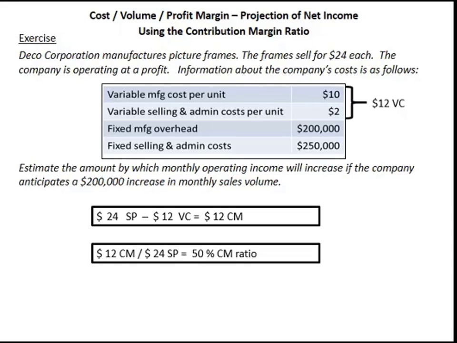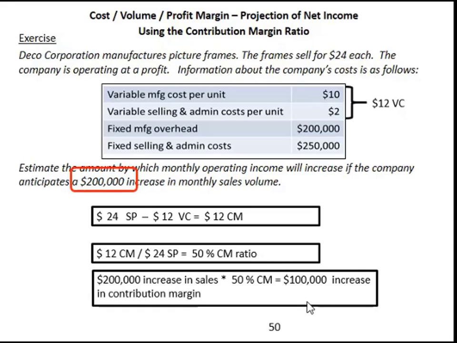Okay, now we're going to calculate the contribution margin ratio. So we take our contribution margin from our previous step, we divide it by the $24 selling price, and we end up with a 50% contribution margin ratio. Now I could have just as easily combined these two steps together, but again I've separated them just to illustrate the process.